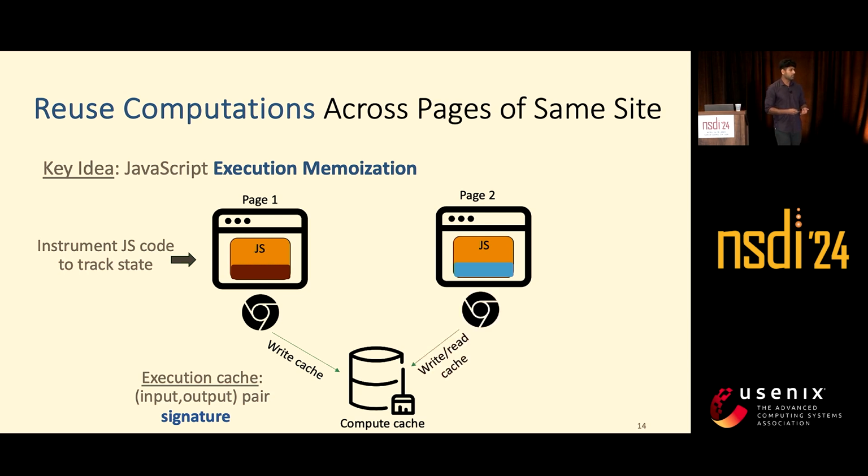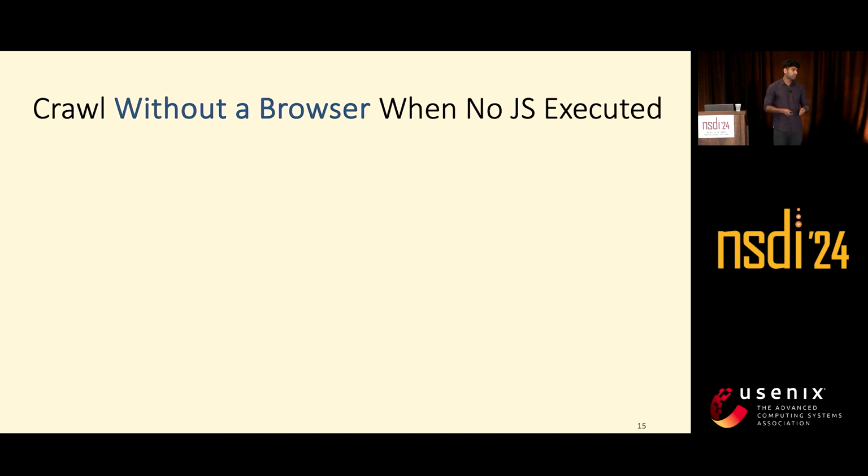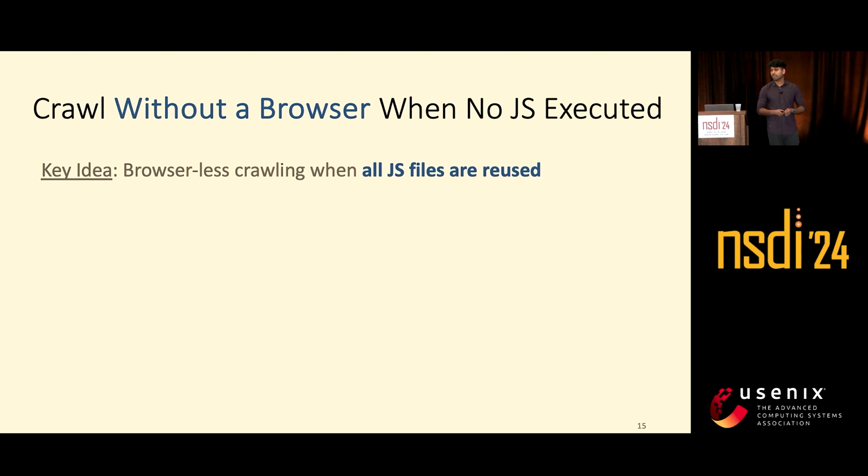Now, you can repeat this process for the second page. And apart from writing the cache, it can also read some of the cache, because it encounters certain JavaScript that was already executed as a part of the previous page. So as a result, you have minimized the JS overhead. Good. But if you notice, we are still crawling both the pages using a browser. And I've already established that browsers are compute intensive. Well, here is our second idea, where we try to enable crawling a page even without using a browser.